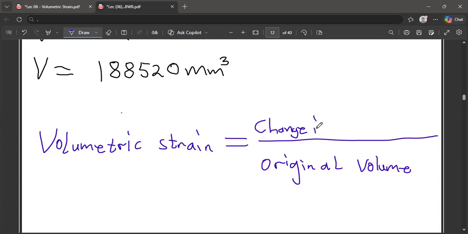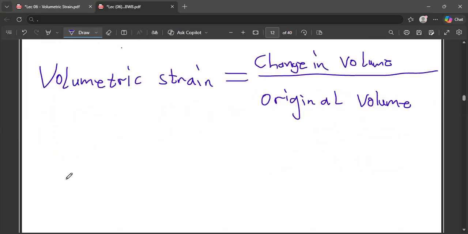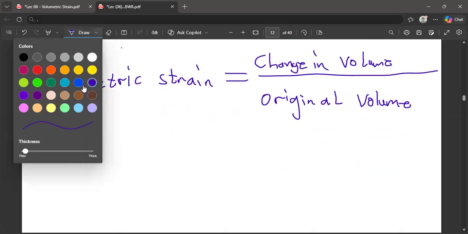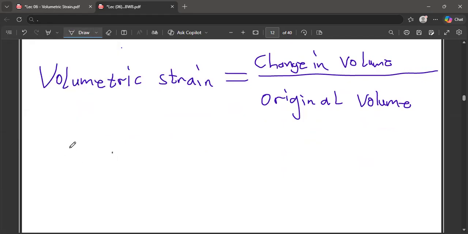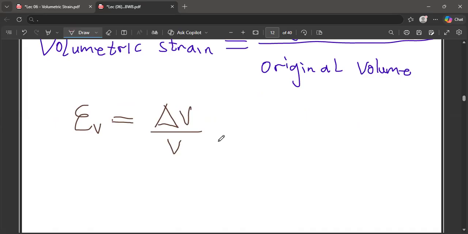Change in volume. So if I want to write that symbolically, in terms of symbols, my volumetric strain, I'll just write strain with V over here. My volumetric strain is equal to what? The change in V, all over the original V. Don't get confused.